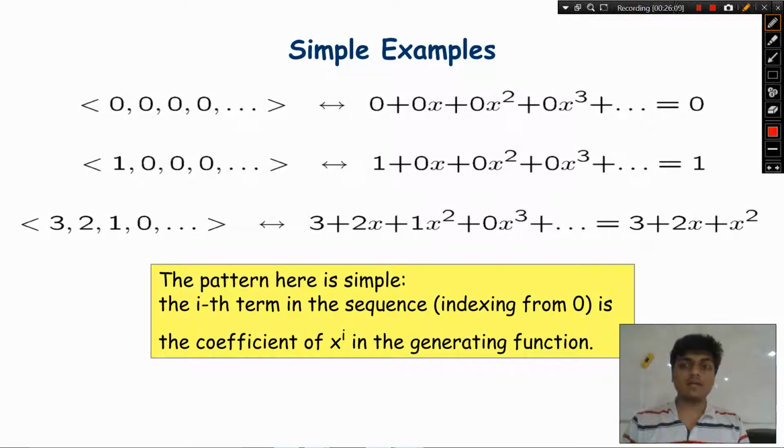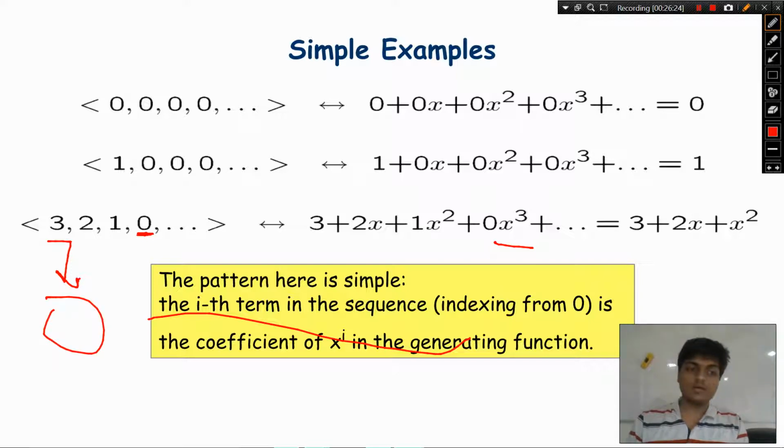So you can guess a basic thing, that the ith term of the sequence is the coefficient of x to the i. So the third term in the sequence is the coefficient of x cubed, and here we say the first term of this sequence is basically the 0th term. Okay, this is the convention.